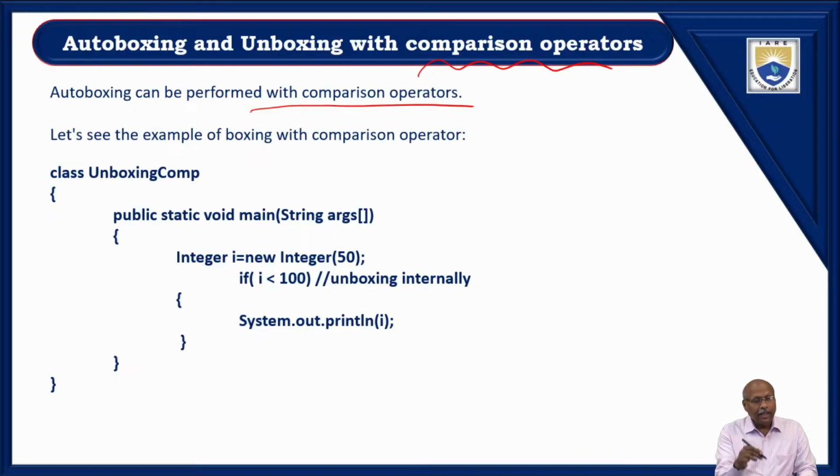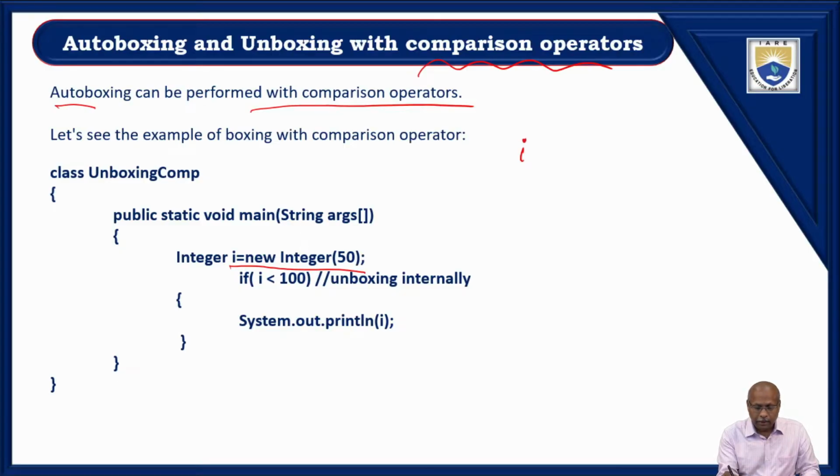Any kind of relational operator you can apply on the object. So while comparing, what will it do? It will compare with the real data. So how will it do the comparison? First it will do autoboxing. Then it will store it. While comparing, it will do unboxing. First data will be stored in a box. While comparing, it will do unboxing, then compare. Let us see the example. Integer I equal to new Integer 50. Now here, what is that I?